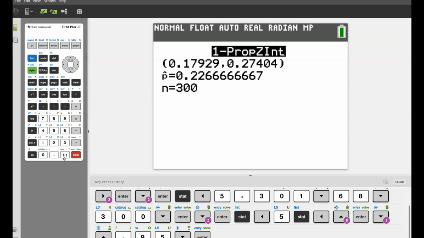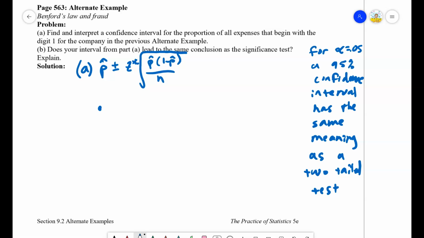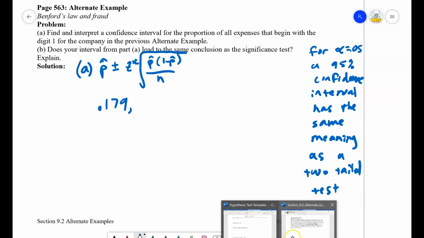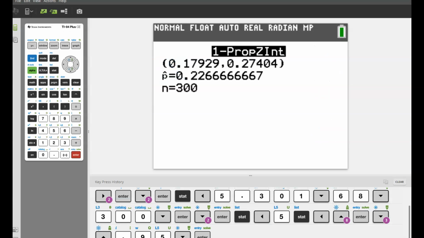Okay, so my interval goes from 0.179 up to 0.274.